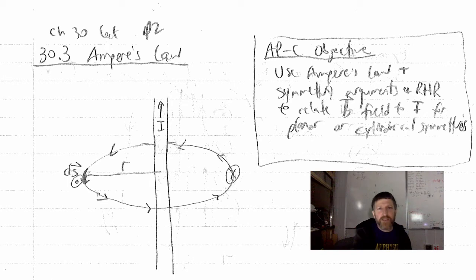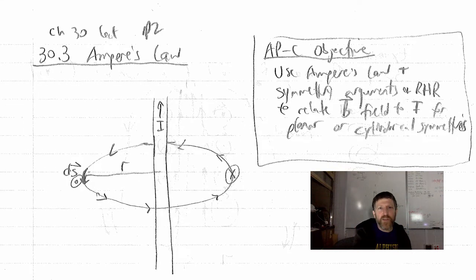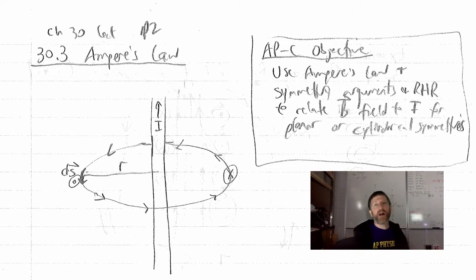The next law that we're going to deal with is called Ampere's law. And the AP objective specifically is this. You've got to be able to use Ampere's law in symmetry arguments with the right-hand rule to relate the magnetic field to the current for planar and cylindrical symmetries.